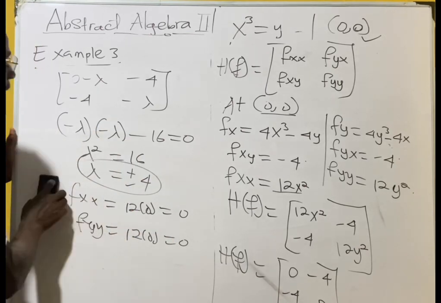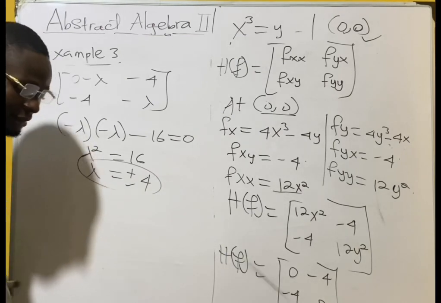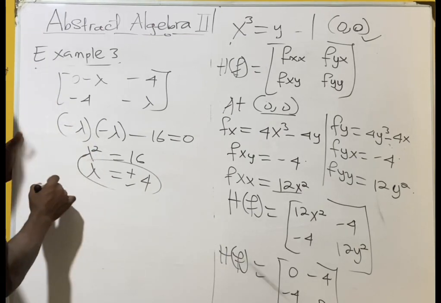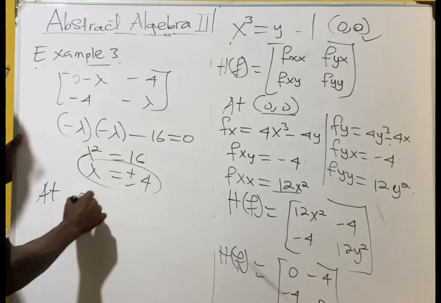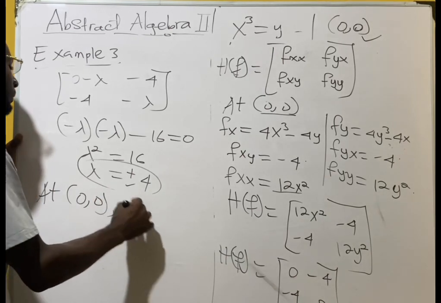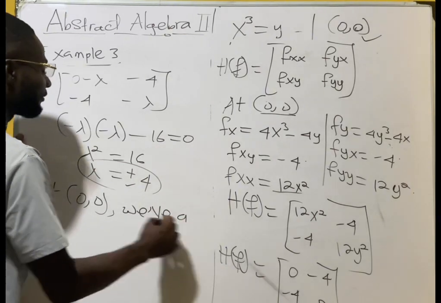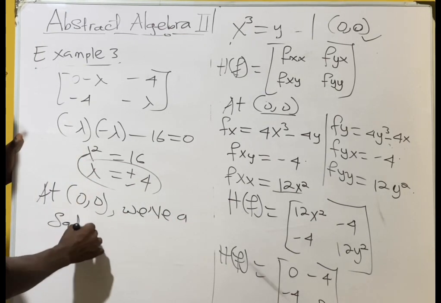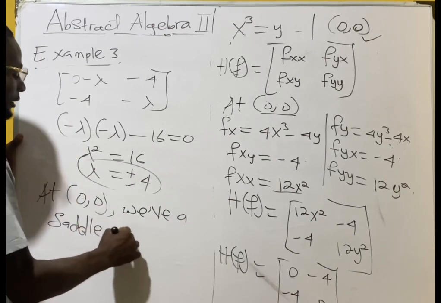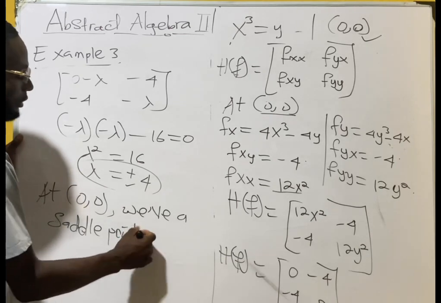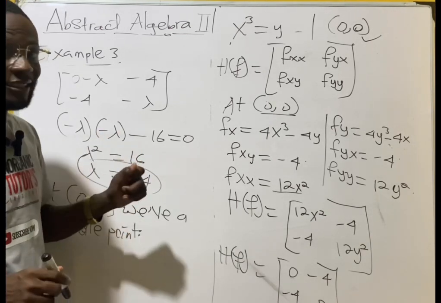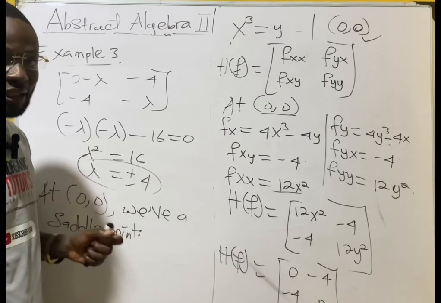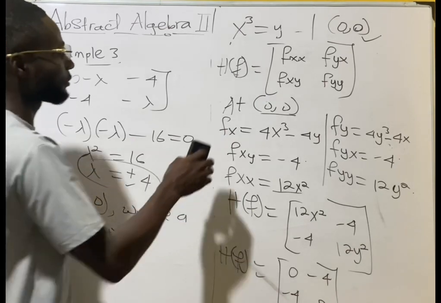So at (0, 0) we have a saddle point. Now let's determine the case at (1, 1).